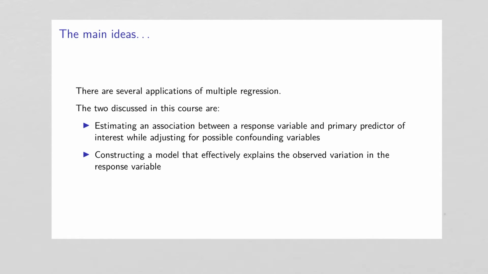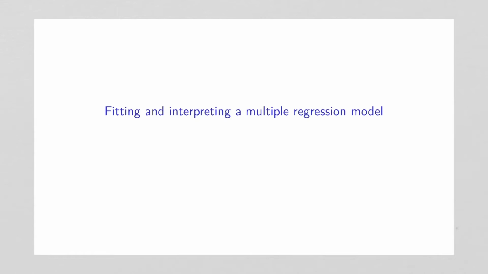There are several applications of multiple regression: estimating the association between a response variable and a primary predictor of interest while adjusting for possible confounding variables, and also constructing a model that effectively explains the observed variation in the response variable. This is probably the number one reason why we do it in biostats, and this is number 2. You've heard a lot about modeling, and so we'll talk about these.